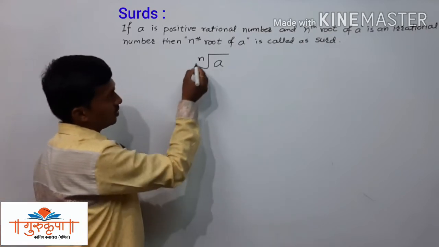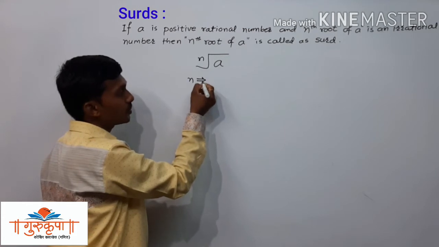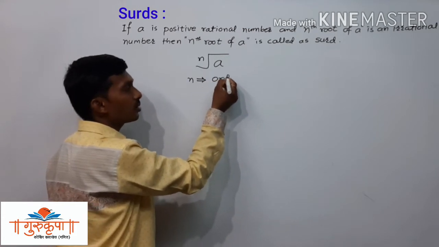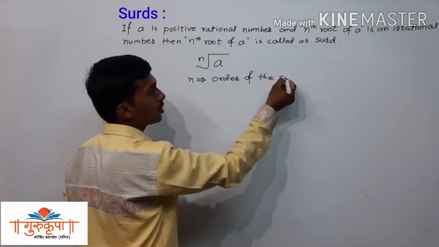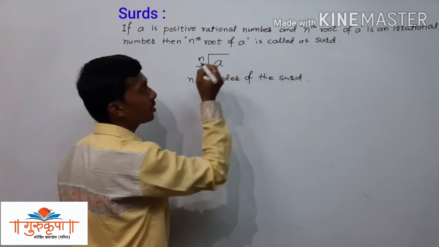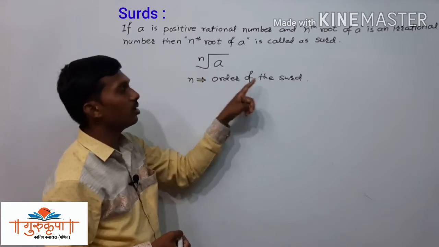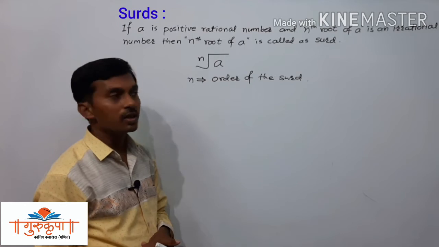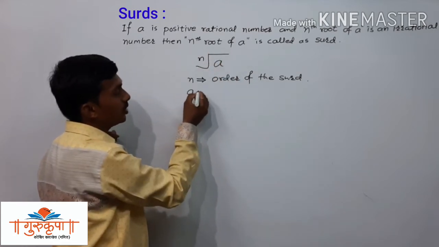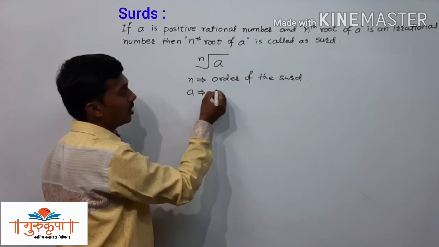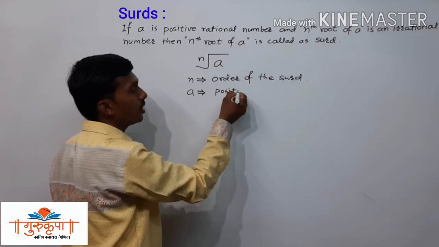Here n, what is this n? n is called the order of the surd. If the nth root of a is a surd, then n is called the order of the surd. Here the nth root of a is irrational, and a is a positive rational number, which is called the radicand.